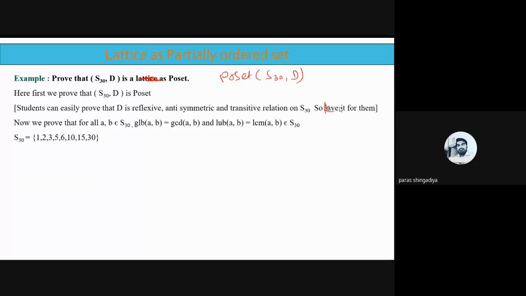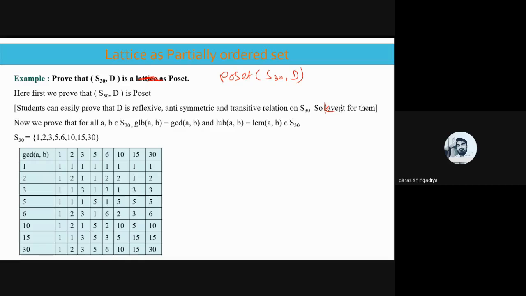So first S30 is required. Okay, so derive the S30, and how many elements in the S30? 1, 2, 3, 5, 6, 10, 15 and 30. Okay, these entries are the divisors of S30. And now for all AB belongs to S30, हमें क्या चेक करना है? GCD of the two numbers. So how we can manage all such pairs? Okay, means how many pairs can be defined from the S30. So for that we prepare this type of table.